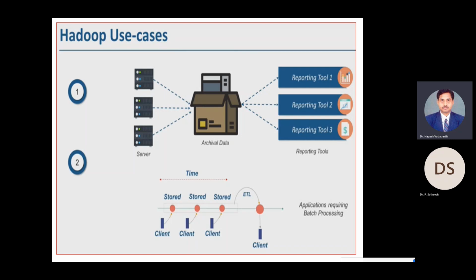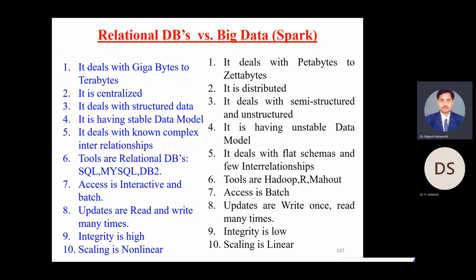Cognos is a reporting tool. With the help of reporting tools, we are generating various graphs, like in Python we are using matplotlib, and in R programming we are using ggplot. Various libraries are present in various programming languages. Applications require batch processing in Hadoop use cases, like healthcare data or any kind of applications. I have explained this one.